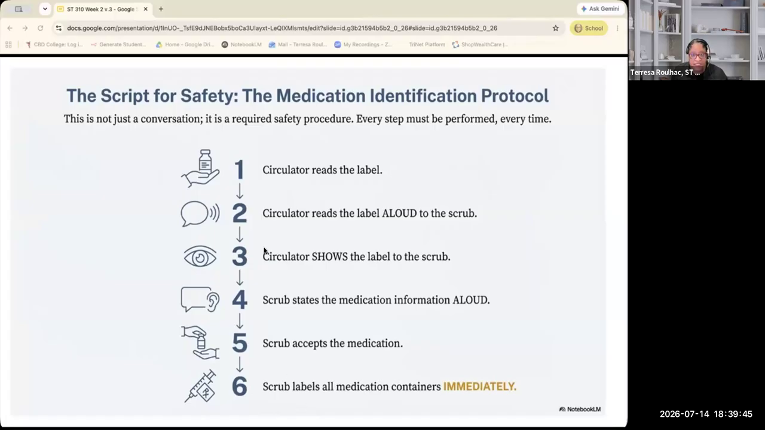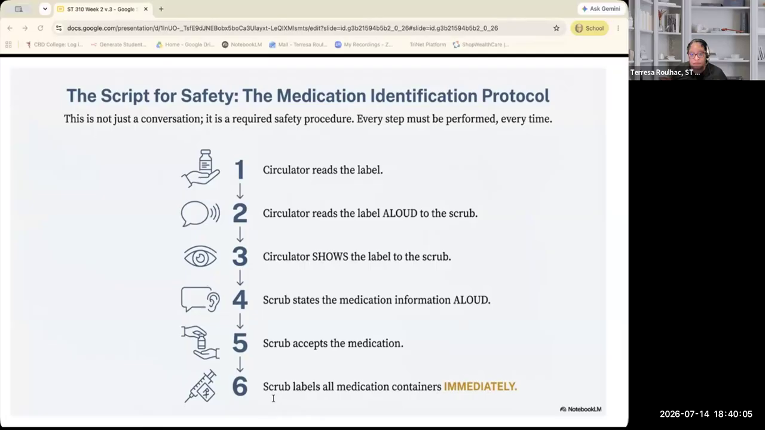We get down to step 6. This is extremely important. The medication is labeled immediately, and I want you to see what I highlighted in a different color. Immediately. It's not optional. It's a patient safety expectation.